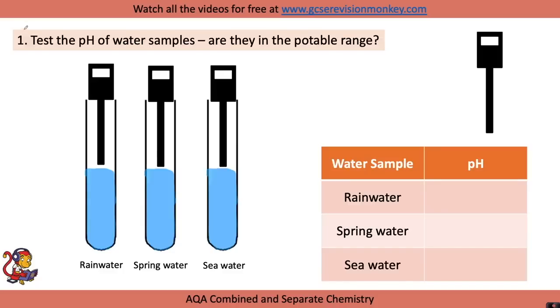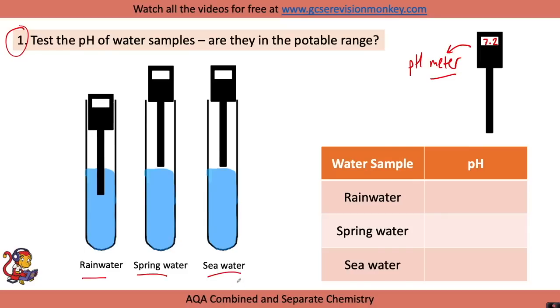So looking at the first step then, testing the pH of water samples, we would use a device called a pH meter, or sometimes you may see it called a pH probe, but pH meter is best. All you do with the pH meter is put it in your sample, and then it will give you a reading of the pH digitally. So I've got 3 different samples here. I've got some rainwater, some spring water and some seawater. And I put my pH probe in the rainwater, and I would then record the pH in the table.